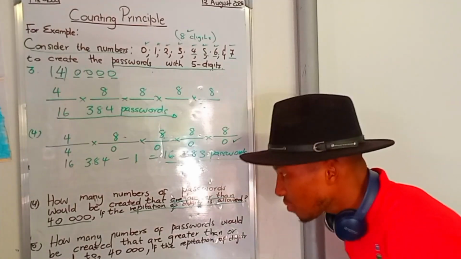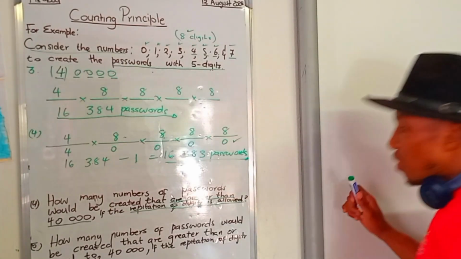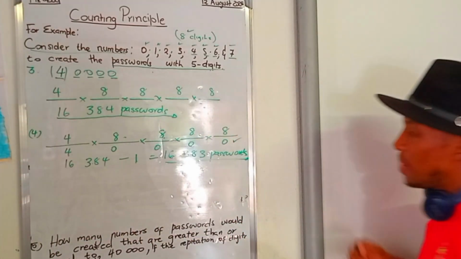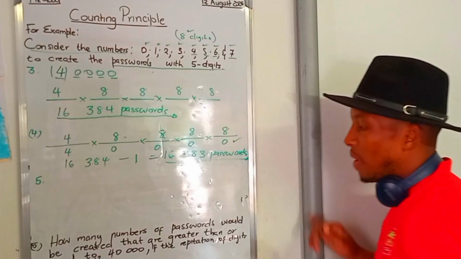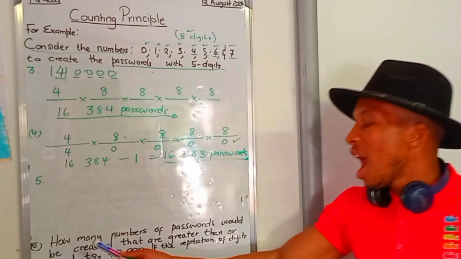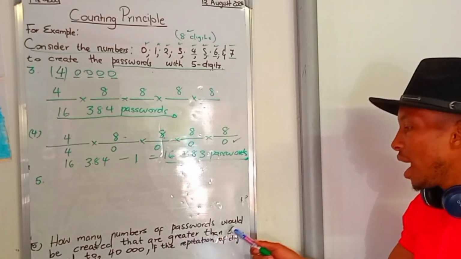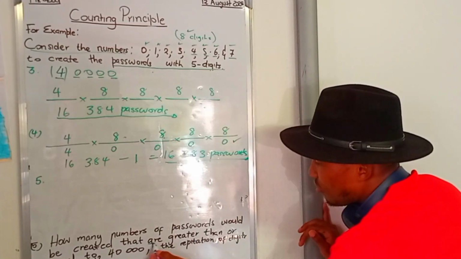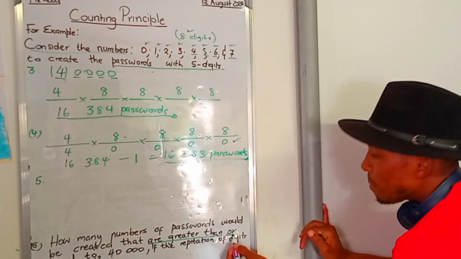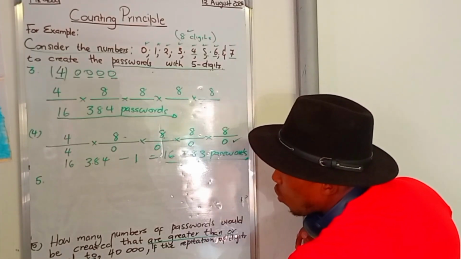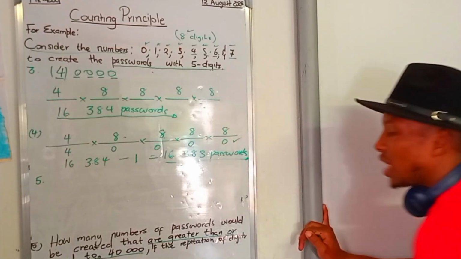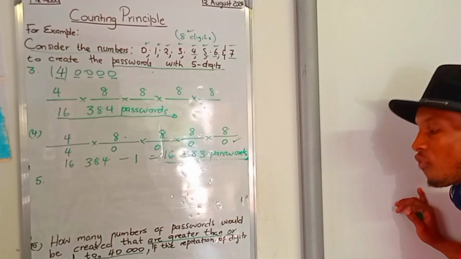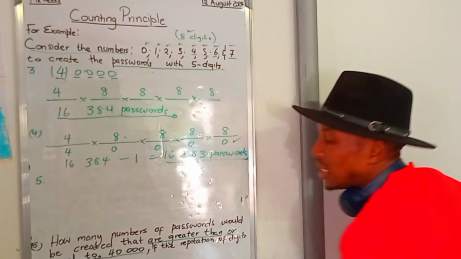Okay, all right. Let me do the last one. We have number 5. Number 5 says: how many passwords will be created that are greater than or equal to 40,000? Do you see the restriction? Greater than or equal to 40,000 if the repetition of digits is allowed.